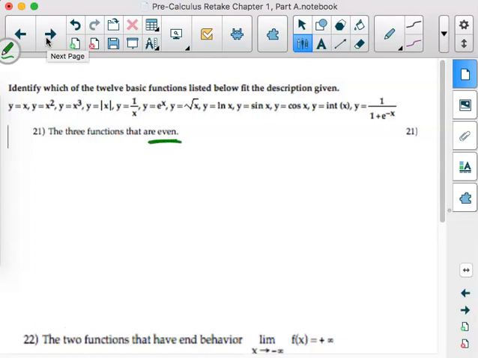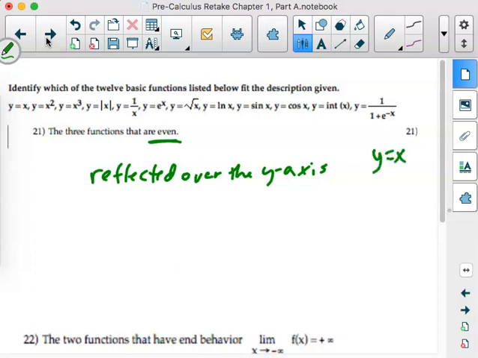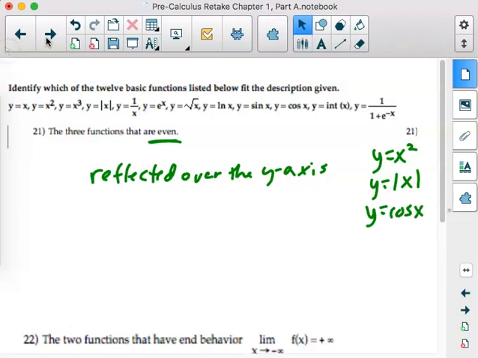So these are the 3 functions that are even, and to be even, that means they have to be reflected over the y-axis perfectly. So you think back to them, and you can go through the list if you need to. That's not y equals x, it is y equals x squared, and you just keep going and you realize our big V of the parent function absolute value will work. And then the one you probably weren't as familiar with, and that's cosine, because remember, cosine x starts at the point (0, 1), so it does reflect over that y-axis.